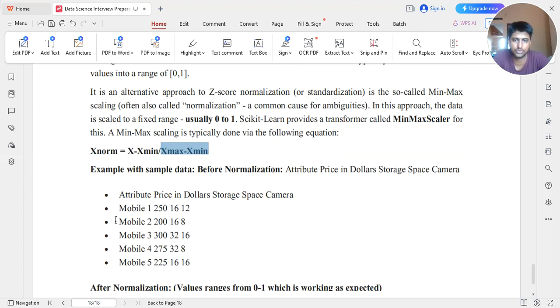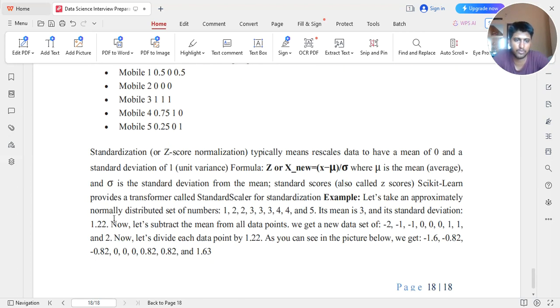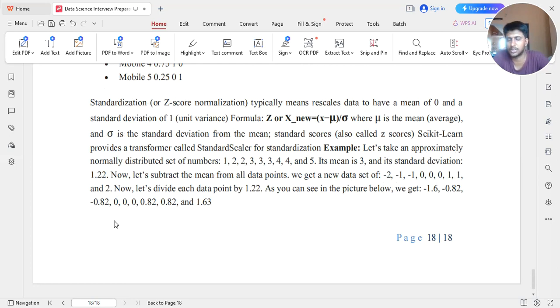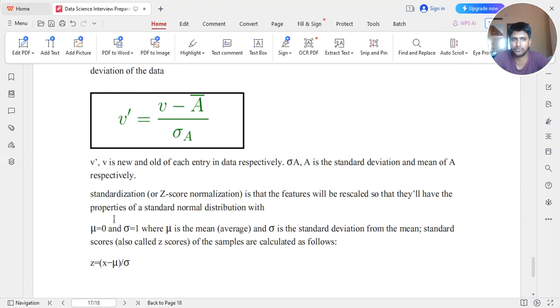Okay, so this is a particular thing. After normalization, you do it like this. All right, so this is all about the normalization part, folks.